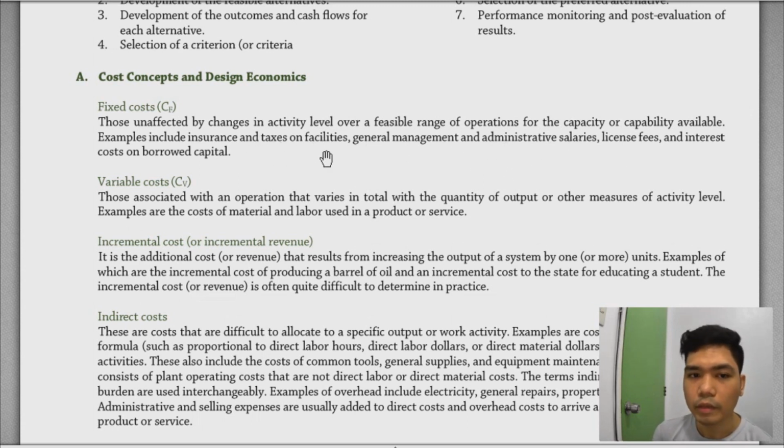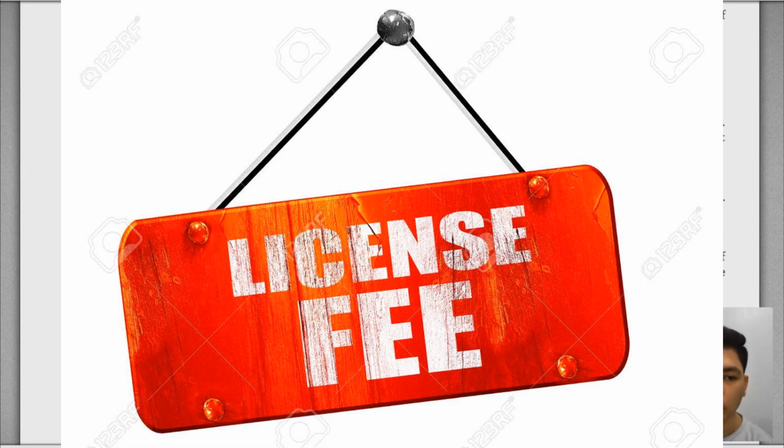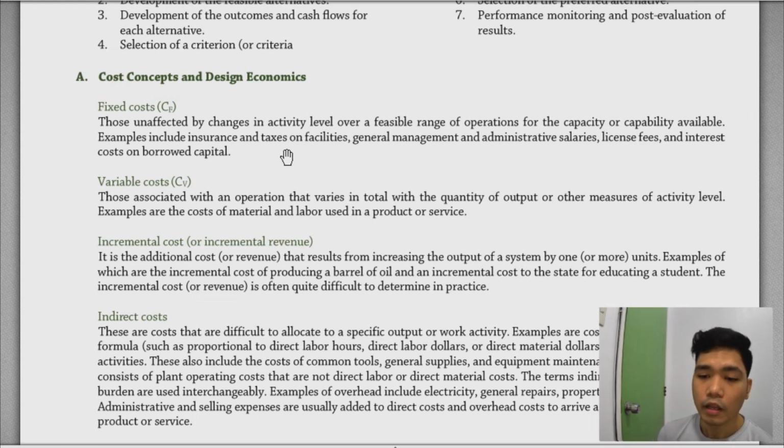The example would be the taxes on facilities, administrative salaries, license fees, and interest costs on borrowed capital. Now, these fixed costs, especially your salary, don't really increase because the company is not capable of increasing that. That's one of the reasons. And then we usually fix these things so that it becomes available to the public. I mean, when the public knows that this is the salary that you've been getting, they would have this established idea that, oh, I'm getting that certain salary at that company, so I can apply for that job.